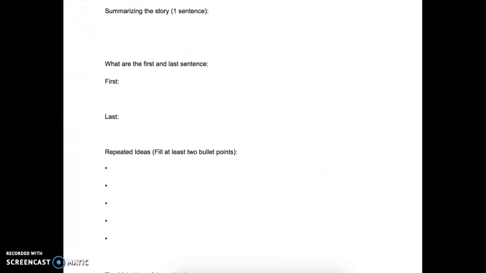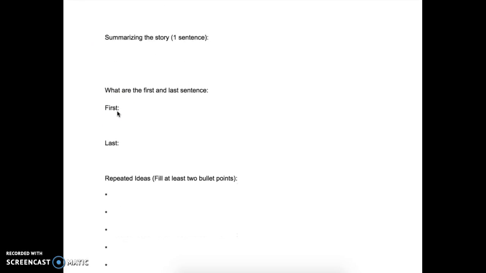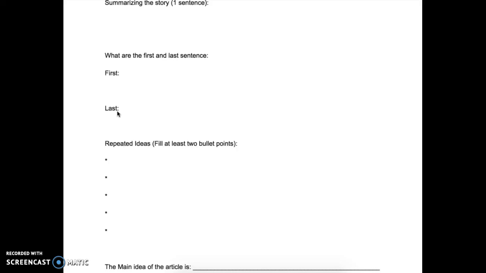So I think with this article, you'll be able to summarize the story. Sorry, we'll start at the top: identify the topic, summarize the story, and identify the first and last sentences. But I think what's going to be key here and what's really going to make the main idea clear is the repeated ideas that show up throughout the article.